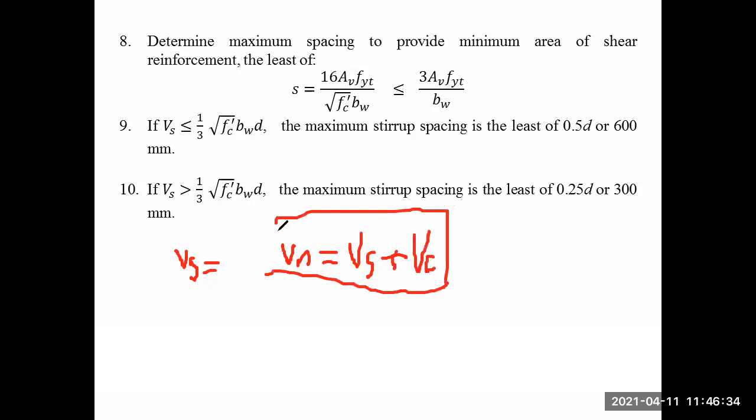Now you have two types of checking. One check is VS shouldn't exceed 4 VC. That is one check, because if it exceeds, the section has to be changed. It has to be given a new dimension, right? And the other checking is for the spacing, so that we know which term we can use, these two terms or these two terms, right?